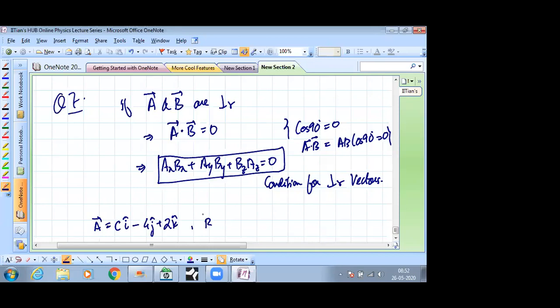And similarly, the vector B is given as 2i cap plus 4j cap plus the same unknown C times k cap. Now we want to find C if A is perpendicular to B. You just apply this condition. You will get the answer.